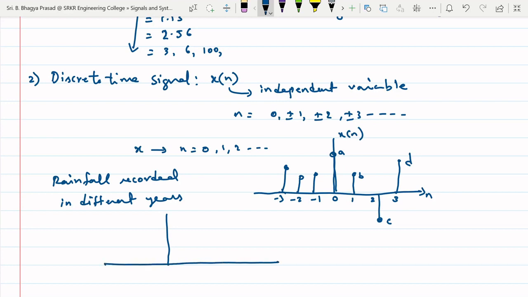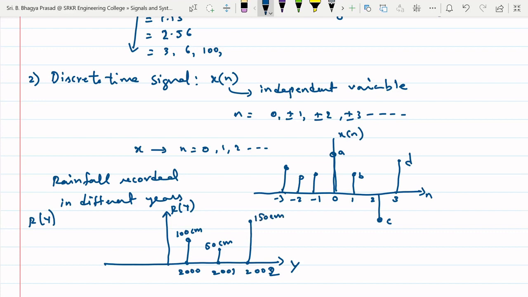So let us say I am taking this R of Y, rainfall, and Y is the years. Okay, in 2000, in 2001, in 2002, like this. So the rainfall is some centimeters, R of Y. Okay, like 100 centimeters, 50 centimeters, and some 150 centimeters, like this. Rainfall is 150 centimeters over the years 2000, 2001 and 2002.